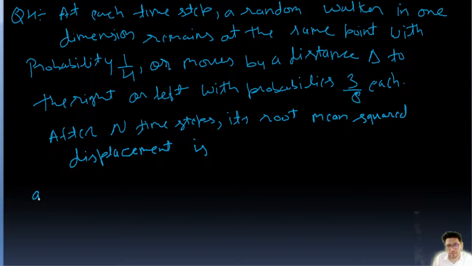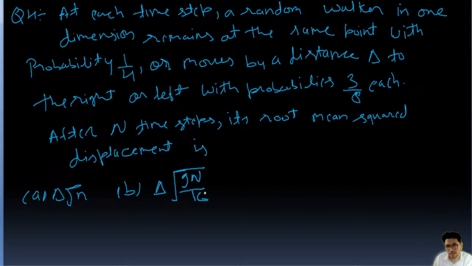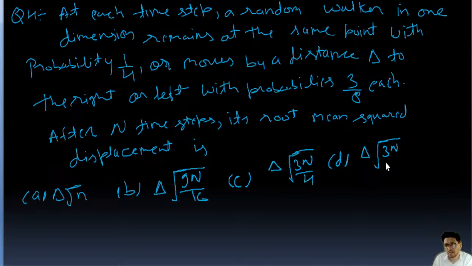Okay, options are: option A is delta root n. Option B is delta 9n upon 16. Option C is delta root 3n upon 4. Option D is delta root 3n upon 8. Okay, so this is the question.